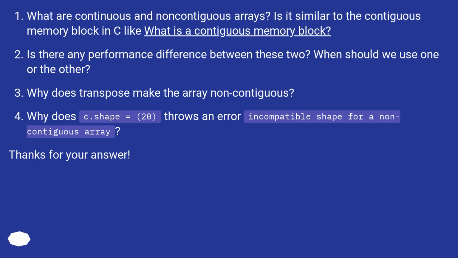Why does C.shape = 20 throw an error, incompatible shape for a non-contiguous array? Thanks for your answer.